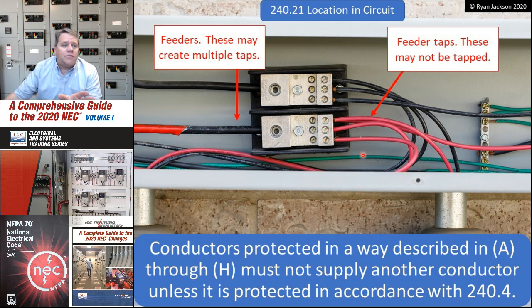These feeder taps, however, may not be tapped. So I could create as many taps off of these 1-aught conductors as I wanted. I could tap these things 100 times if I wanted to. What you cannot do is tap from a tap conductor. So these 8 gauge wires that go down to a 50 amp fuse or breaker, I could not tap the 8 gauge wire and then go down to maybe a 30 amp fuse or breaker. You could tap the 1/0 and do that, but you cannot tap the tap conductor and do it. So feeders can be tapped as many times as you want. Taps cannot be tapped at all.